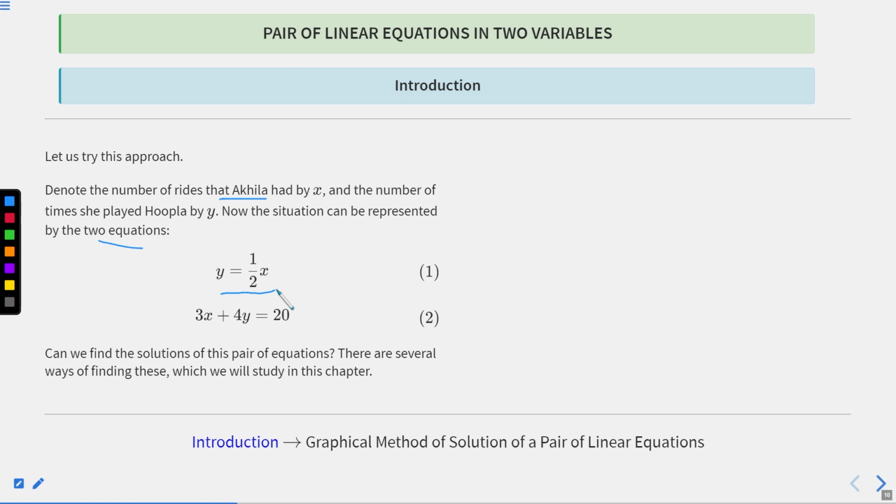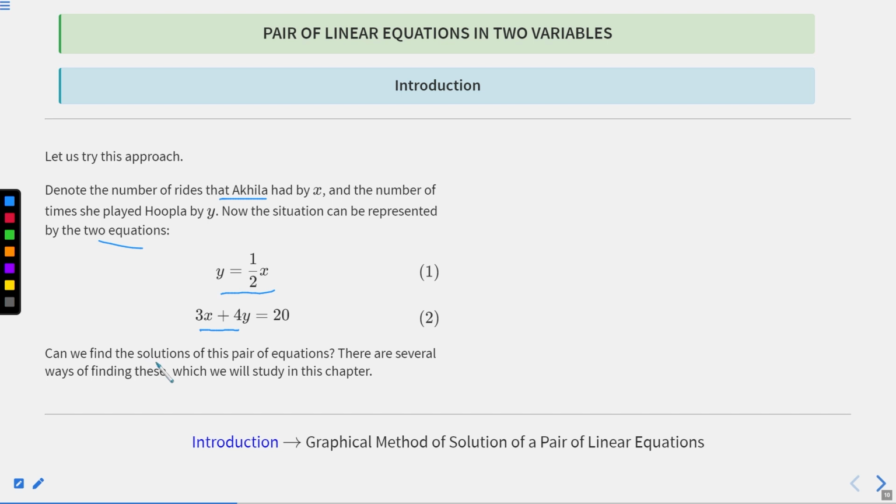And we know she spent ₹20. You know each ride costs ₹3 and each hoopla game costs ₹4. So you will get the equation 3x plus 4y equal to 20. So the situation is represented by the two equations: y equal to half x, naming this equation 1, and 3x plus 4y equal to 20, naming this equation 2.